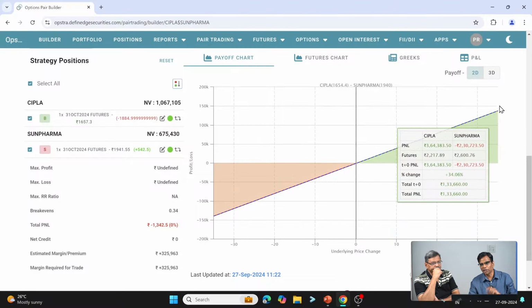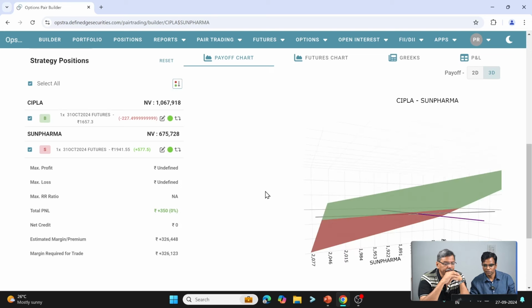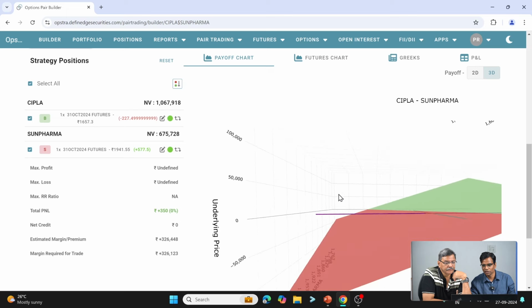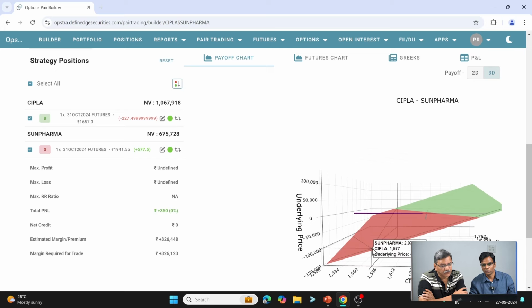we made a 3D payoff chart. This is a little bit heavy, so it takes some time. In the 3D payoff chart, you can see what happens if one stock goes up by this much and the other stock goes down by this much, and you can play with each of the legs. You can zoom out. It is heavy only until it plots; once it is plotted, it is smooth.